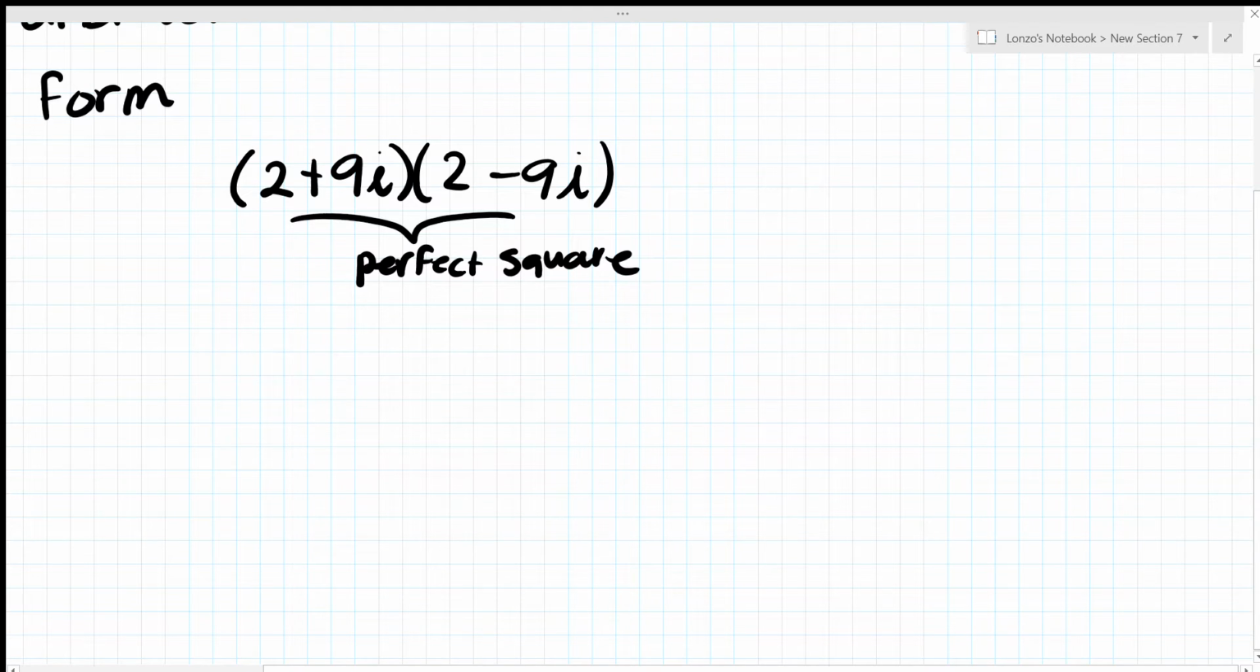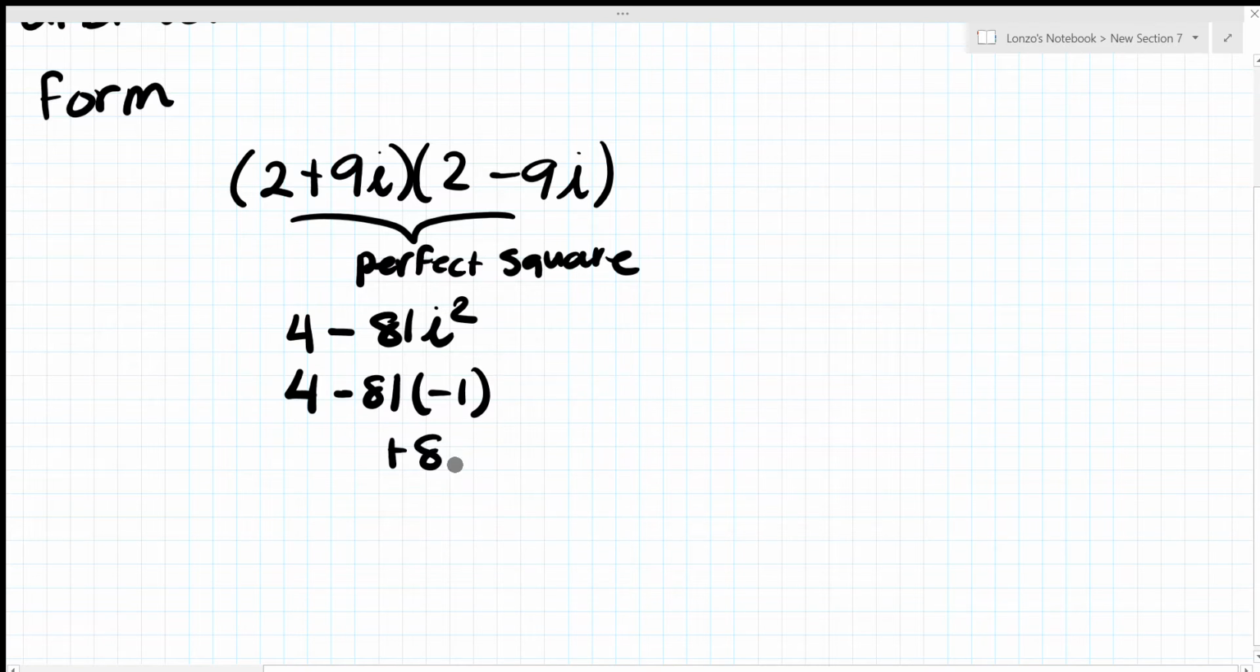So I know my a is 2, so it's going to be a squared, which is 4, minus b squared, which is (9i) squared. This is just the rule. So it's going to be 4 minus 81i squared. We know that i squared is negative 1, so negative 81 times negative 1 is positive 81. Bring down the 4. 4 plus 81 is 85. Now you can leave it like this, 85, or you can leave it as 85 plus 0i. They're the same thing. So either answer is correct.